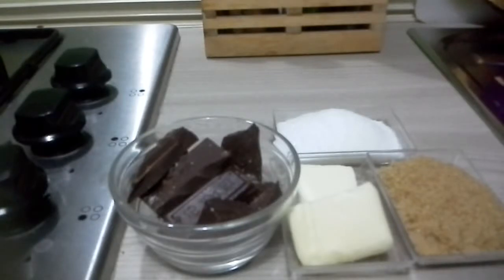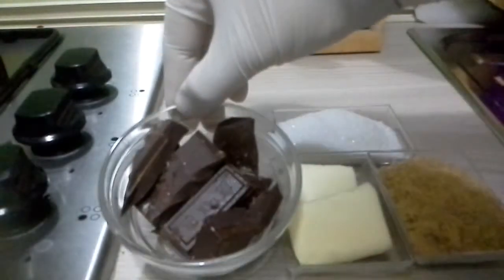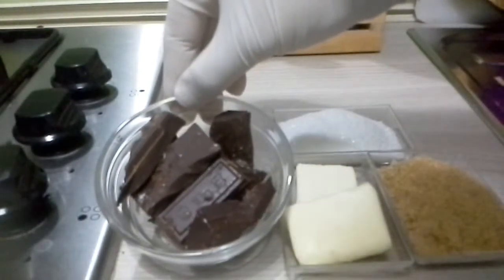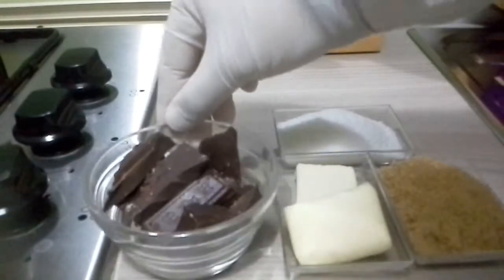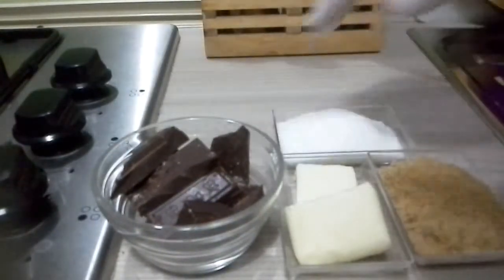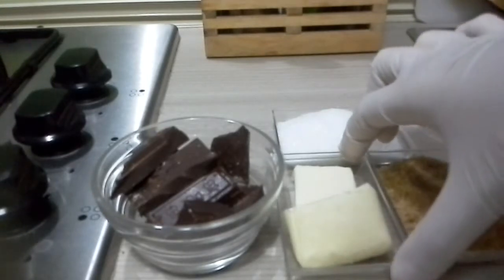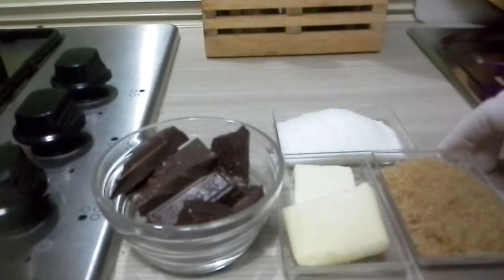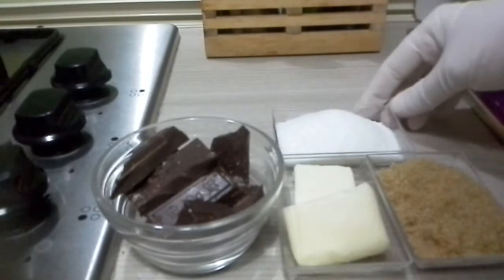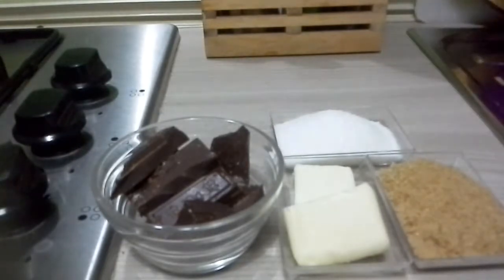Now, apart from the main ingredients, we also have the ingredients for making the ganache. And for that, I'll be using 50 grams of chocolate. This is cooking chocolate, 52% of cocoa, and around 50 grams of butter, 2 to 3 tablespoons of brown sugar, and 2 tablespoons of white granulated sugar.